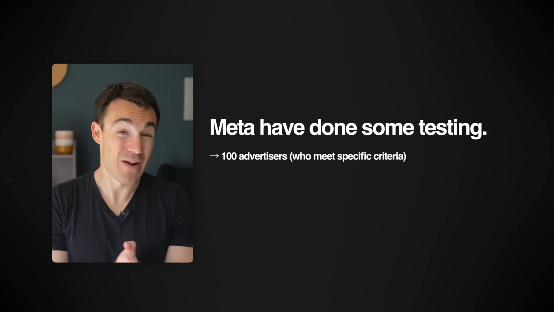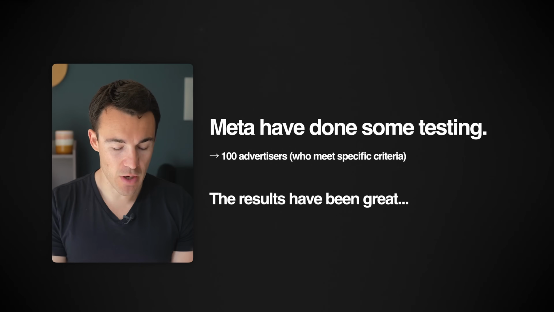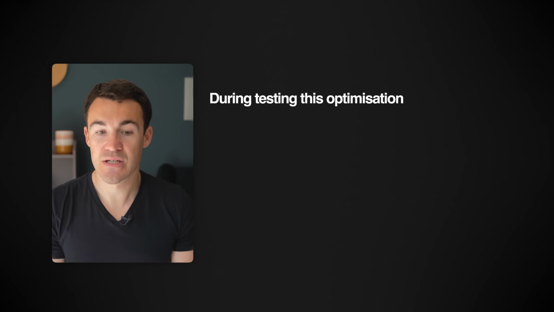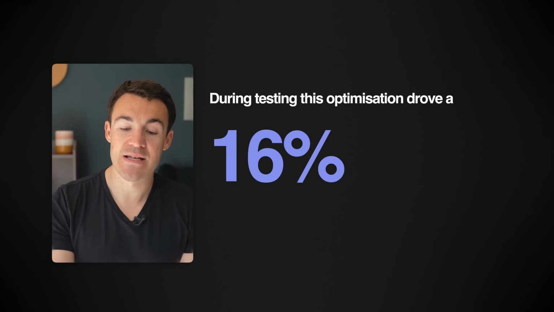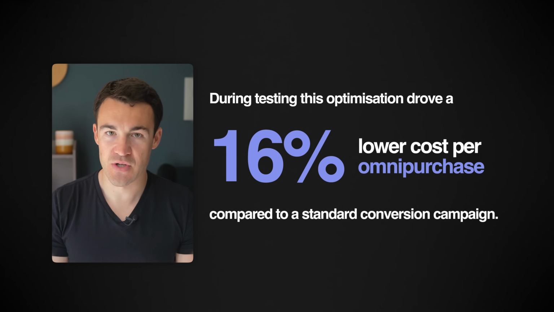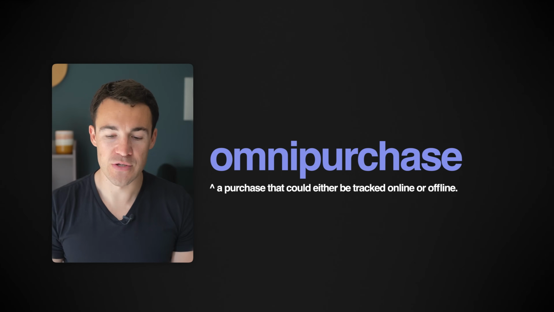Okay, so I think that's really interesting. Meta have done some alpha testing with about 100 advertisers that obviously meet the criteria. The results have been great, so I'll give you a couple of stats. During testing, this optimization, the omnichannel ad type, drove a 16% lower cost per omni purchase compared to just optimizing for website sales. And an omni purchase is just a purchase that could either be done online or in store. 16% for what is effectively going to be ticking a few buttons. There are some other features as well, but effectively for a lot of people it's going to be ticking a few buttons, and that is definitely not to be ignored.